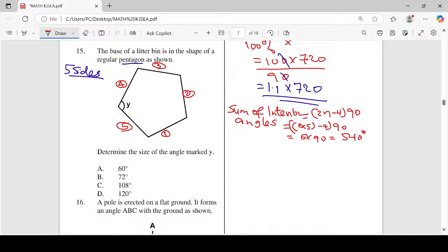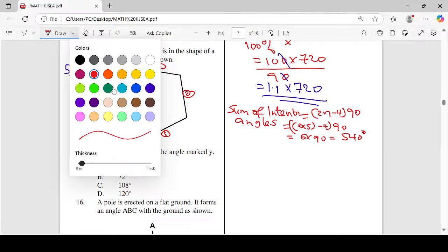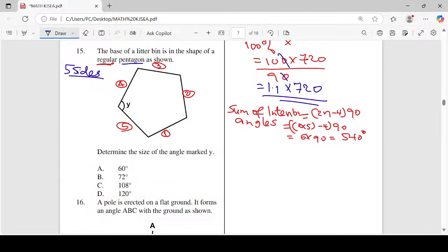Now, after we've obtained the sum of interior angles of a pentagon as 540, because it's a regular one, meaning that if this point is the center, let me use a pen with a different ink. If this is my center and I try to get my triangles, learners, this will be my triangles.